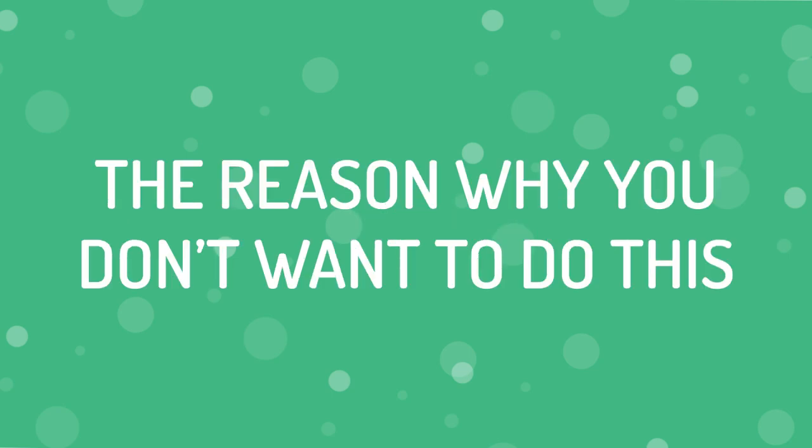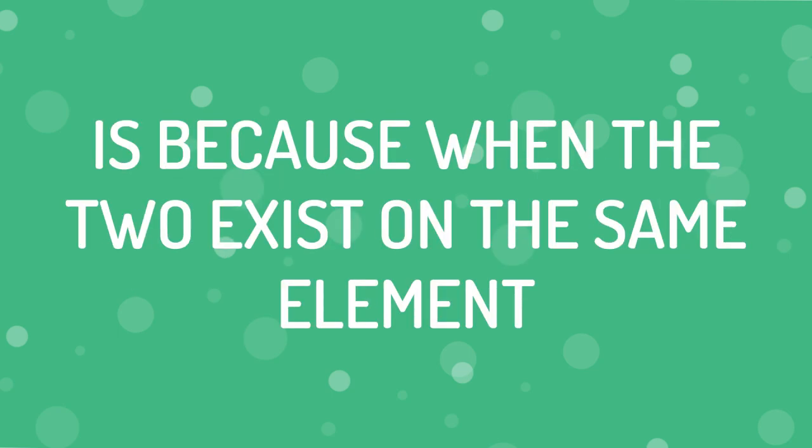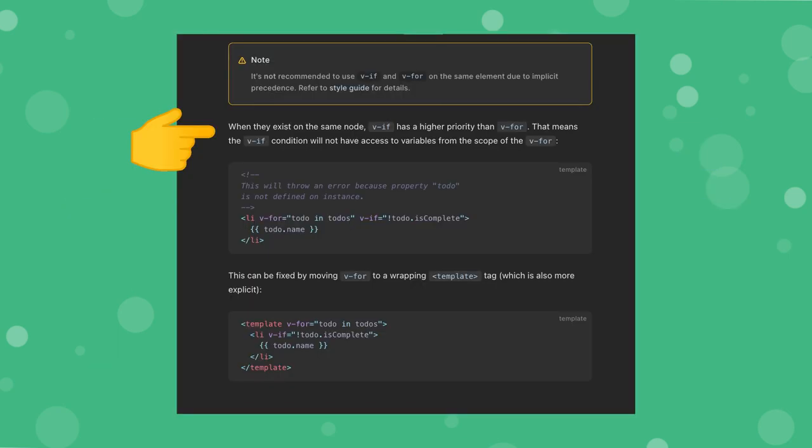The fifth tip is that you should never use a v-for directive and a v-if directive on the same element. The reason why you don't want to do this is because when the two exist on the same element, the v-if directive has a higher priority than the v-for directive. And simply put, that means that you're going to run into some issues.